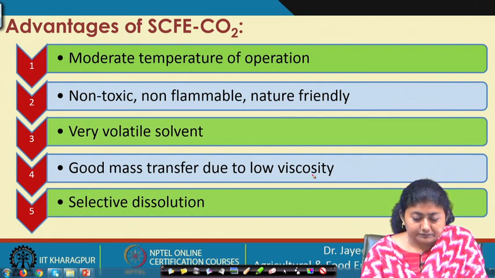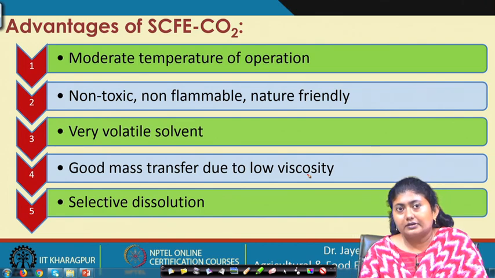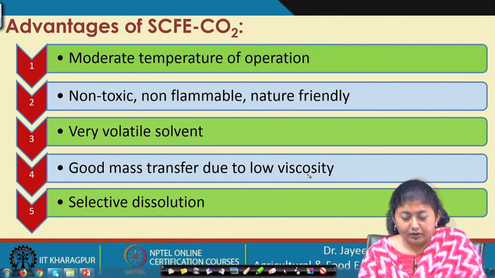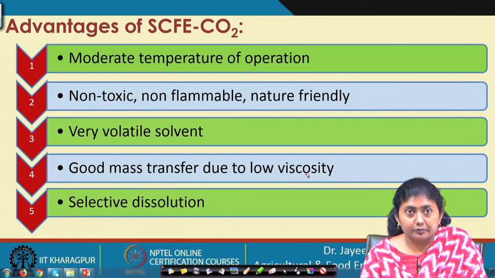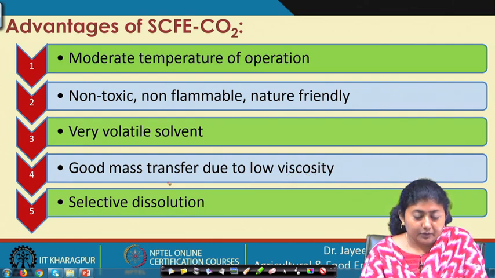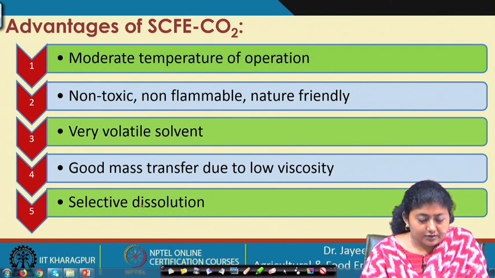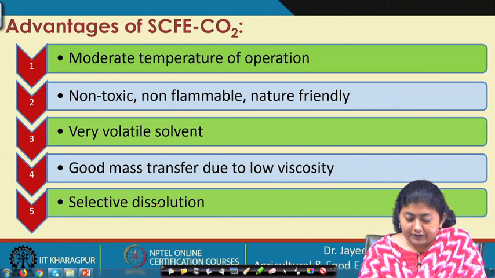And there is good mass transfer due to low viscosity. Although it is in a supercritical state, its density increases towards that of a liquid, but its viscosity remains low. Because of this property, low viscosity and high density, the solubility increases, and that helps in mass transfer. And selective dissolution is another advantage, which happens with carbon dioxide for most of the materials. So, that way it is very advantageous.